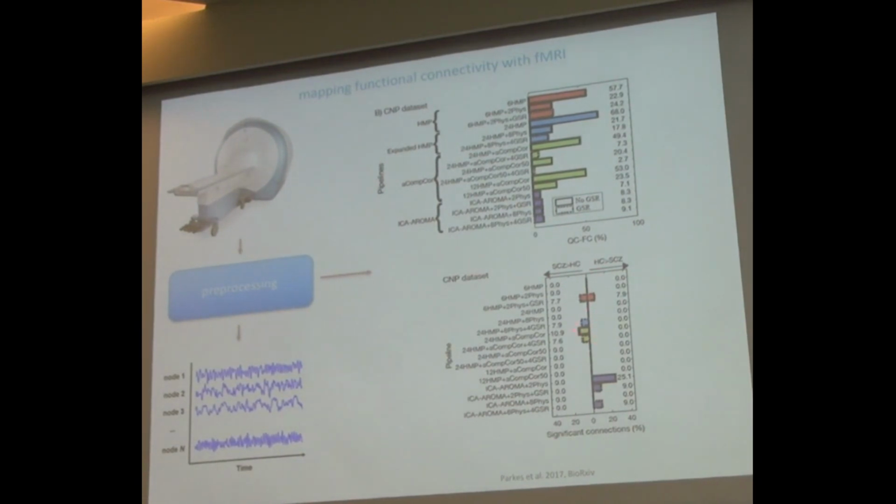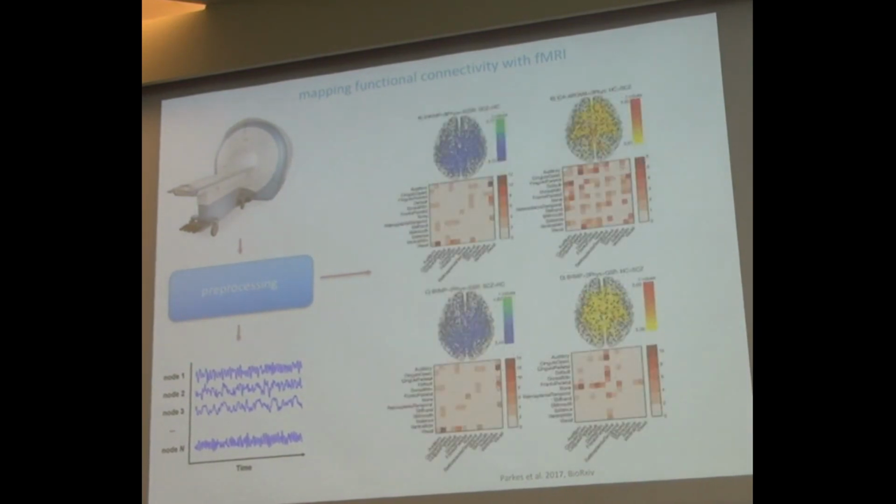If I use these pipelines, I think, well, functional connectivity is only increased in patients. If I use these pipelines, I think, well, functional connectivity is only increased in controls. And then if I map that on the brain, under one pipeline I say, well, there's global increases in patients. If I use another pipeline, there's global decreases in patients. If I use another pipeline, I say there's a combination of increases and decreases. Right? And this is the same data, it's just different pre-processing strategies.